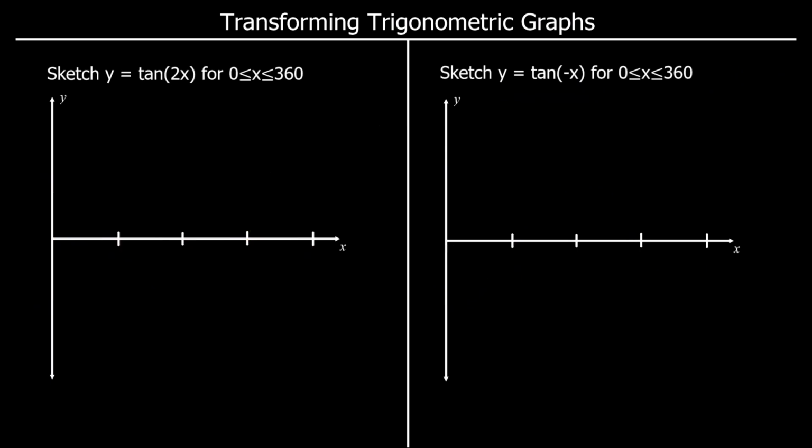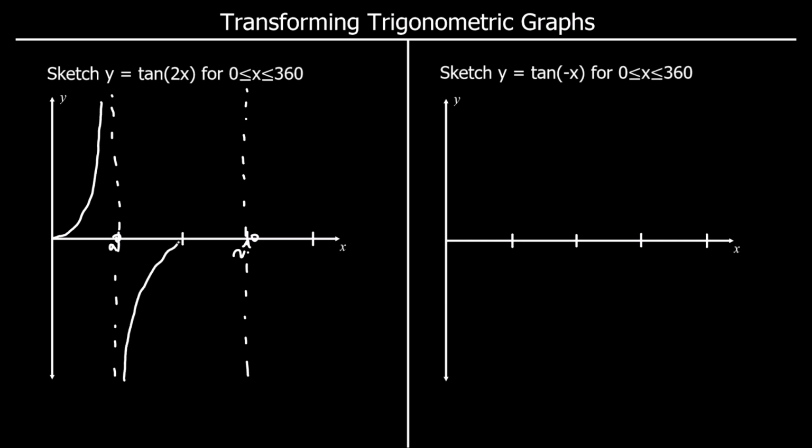And tan, so y equals tan 2x. Let's do the original tan graph. The tan graph has asymptotes at 90, and it repeats every 180, so at 270. And it's got this shape. So it comes up through 0, 0, 180, 0, and 360, 0.